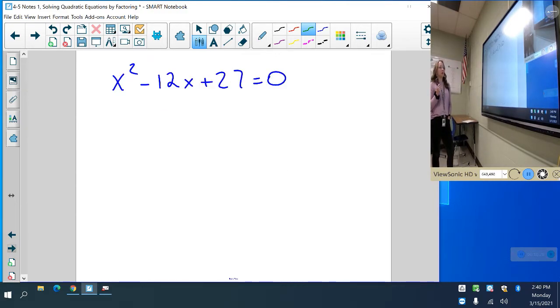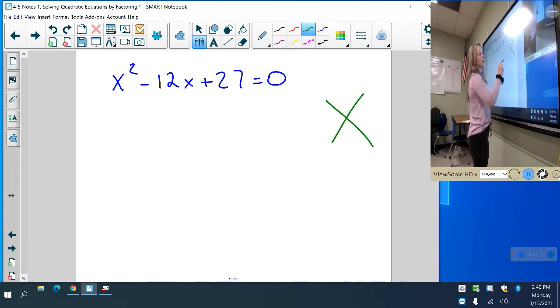x squared minus 12x plus 27 equals 0. This one is already solved and set equal to 0, so let's go ahead and factor that. Greatest common factor, I don't have. However, let's see if we can factor it. I have 27 and negative 12. A times C goes up here, B goes in the bottom.